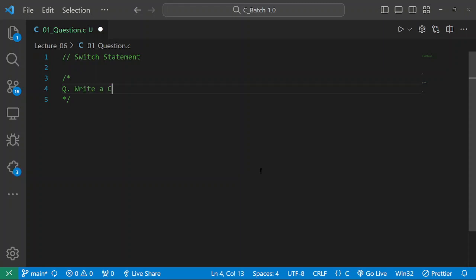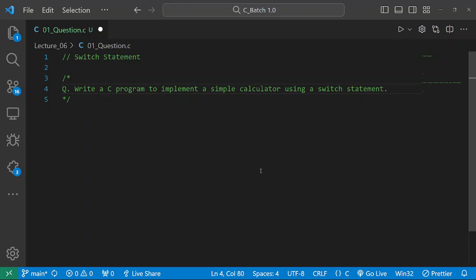And that question is: write a C program to implement a simple calculator using a switch statement. Remember this point, this is a famous interview question. You will be given a pen and paper in your hand and they will tell you, please design a simple calculator using a switch statement.